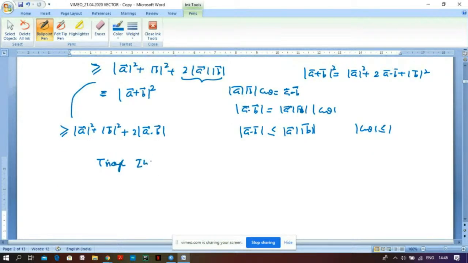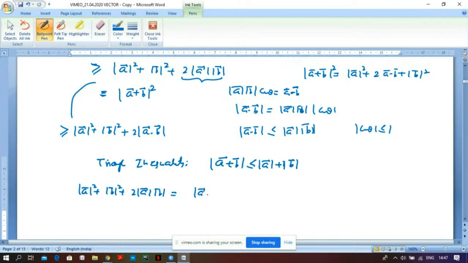Or you could have used the triangle inequality. That is, the triangle inequality gives you modulus of a plus b is less than or equal to mod of a plus mod of b. So we could have got the result using this also after this step. Modulus a squared plus modulus b squared plus 2 modulus a modulus b, I will first write as modulus a plus modulus b whole squared, and by this triangle inequality it is greater than or equal to modulus of a plus b whole squared.